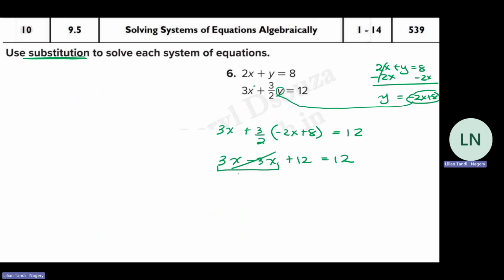So you can do either method. You can either do it this way, or you can do the other way where I multiplied everybody by 2. I will do it again over here so you can see. So 12 equals 12. So my answer will be infinitely many solutions.